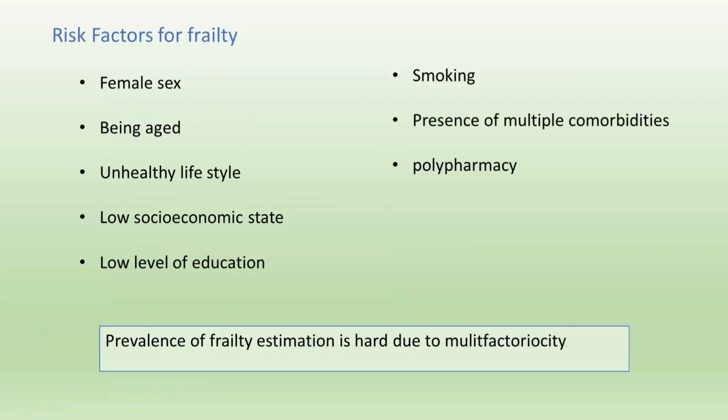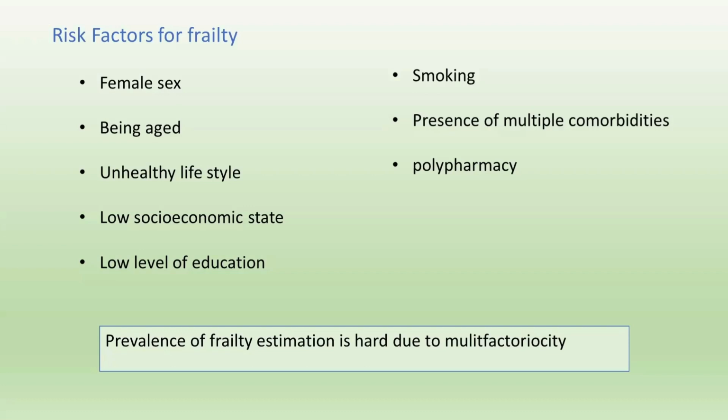Next one. So there are lots of risk factors identified that lead to frailty. The main non-modifiable risk factor is female sex. Being female and being of advanced age are the most common risk factors. Then unhealthy lifestyle, low socioeconomic state, low level of education, smoking, presence of multiple comorbidities, and polypharmacy.